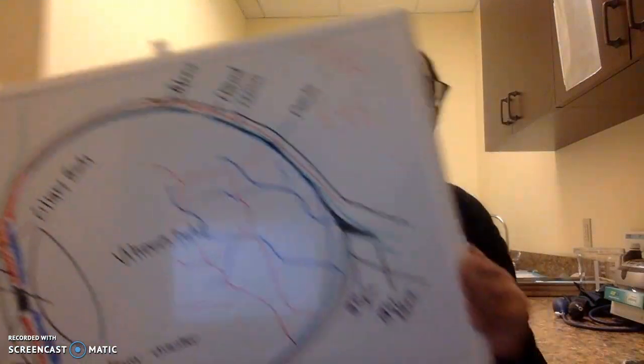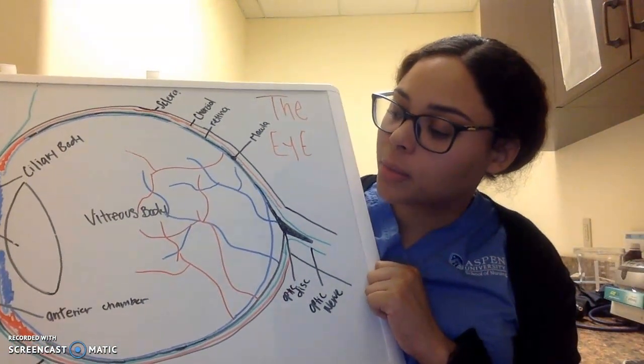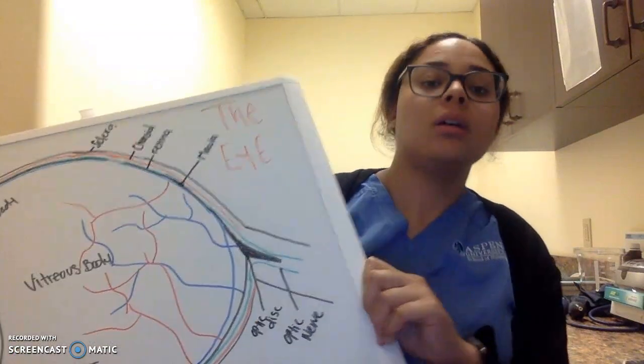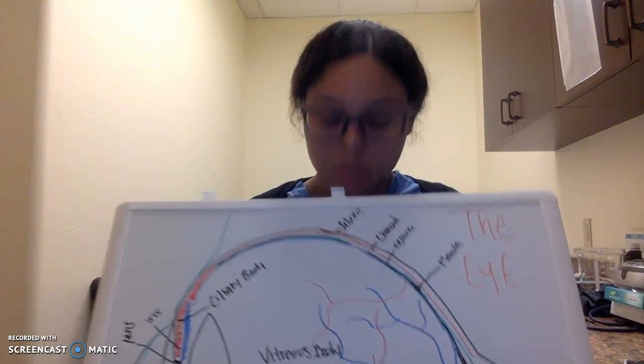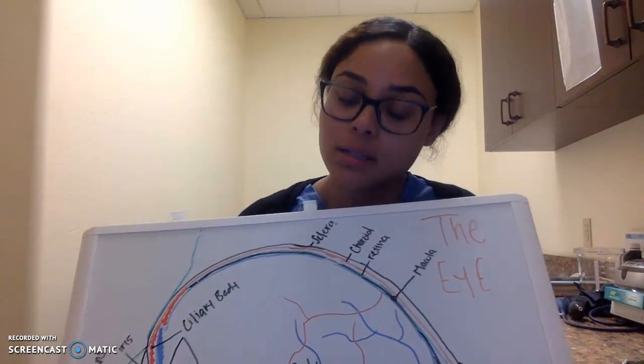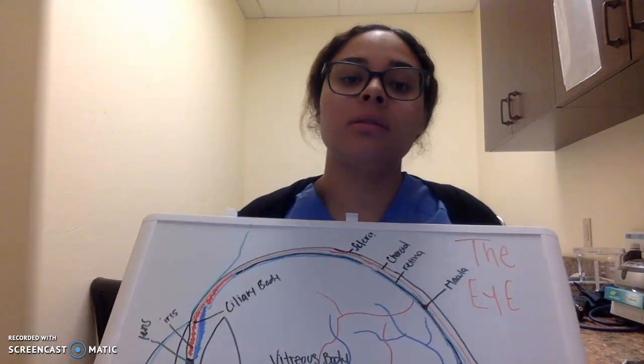Okay, so this is my diagram of the eye and the different parts of the eye. The first part is the choroid. It contains blood vessels and it lines the back of the eye. It is located between the retina and the sclera.